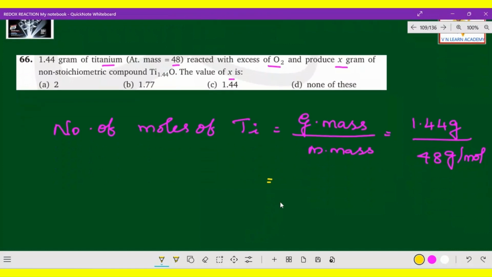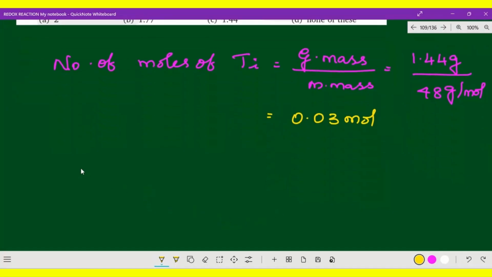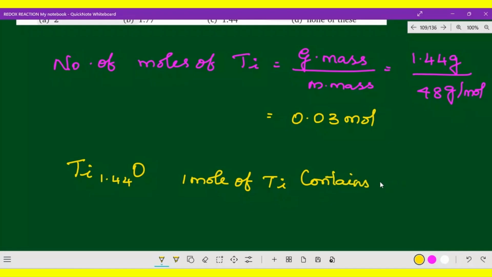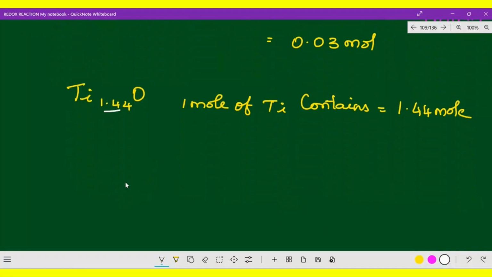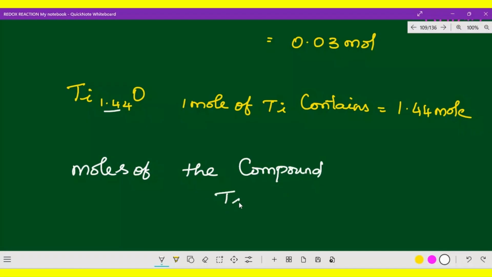You will get 0.03 mole. Now, the data they have provided is titanium oxide. One mole of titanium contains 1.44 mole of oxygen. That means it should be 1 mole only, but here they mention 1.44, which is extra. So now the moles of the compound, titanium oxide.